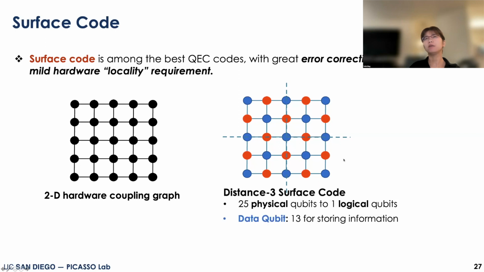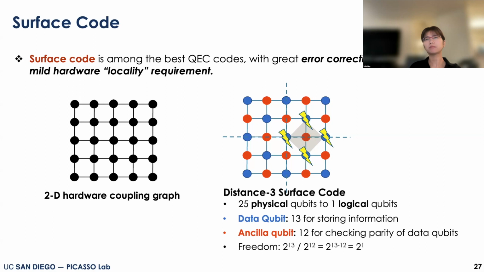In particular, there are 13 blue data qubits, and these 13 blue data qubits are used for storing the information. In addition, we have 12 ancilla qubits, and these 12 ancilla qubits are for checking the parities, okay? If there's an error on the data qubits, then the ancilla qubits will light up and you will know there's an error here, and you can do the correction.